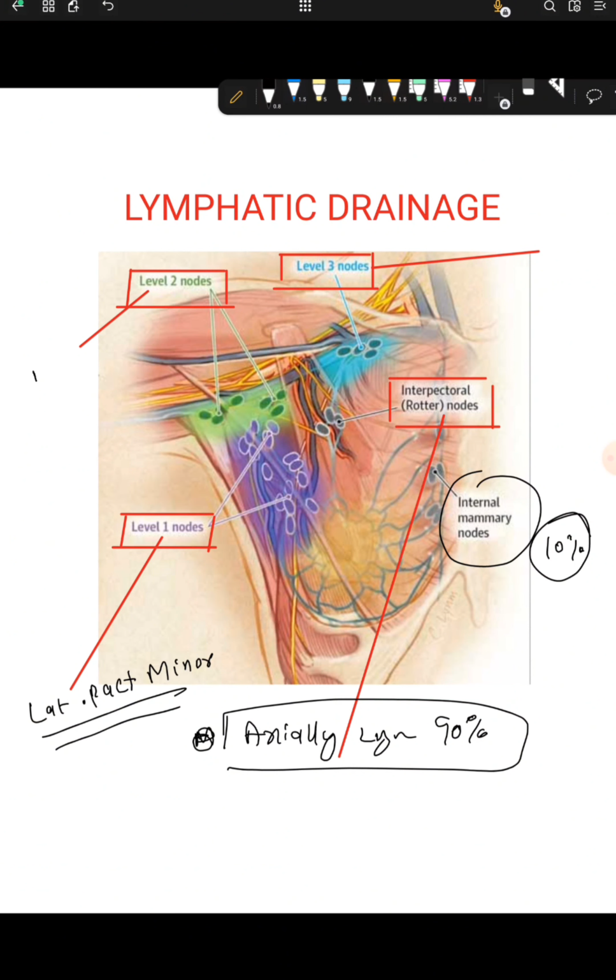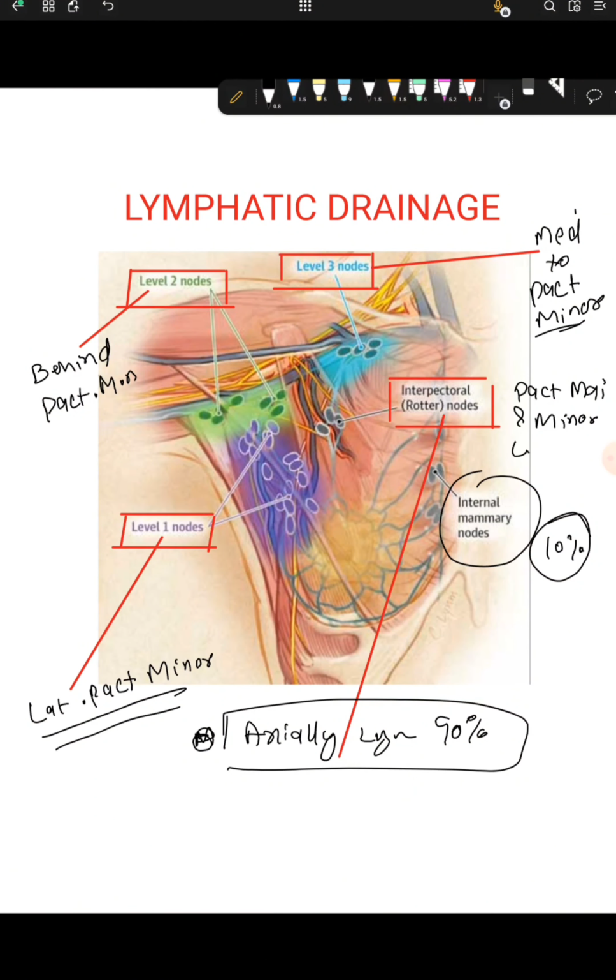Level 2 is behind the pectoralis minor, and level 3 is medial to the pectoralis minor. And what about the interpectoral Rotter lymph node? It is between the pectoralis major and minor, and it is involved in level 2. Please remember this point because it is very helpful in next MCQs, right? This is the lymphatic drainage.